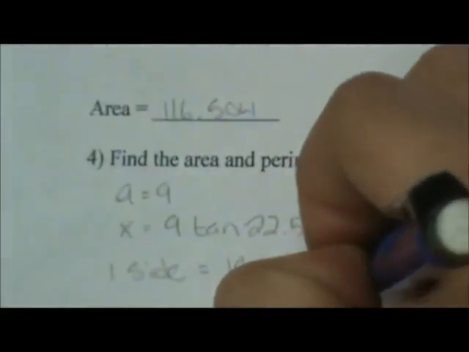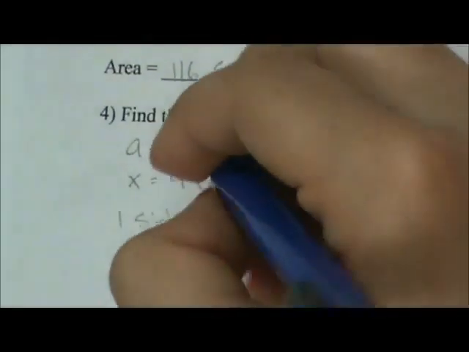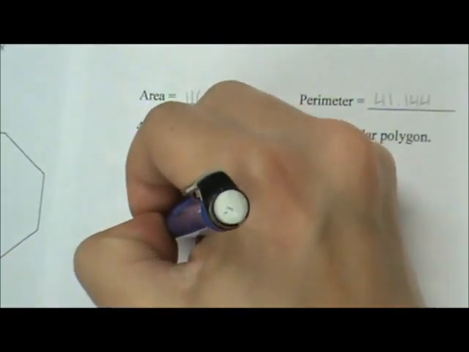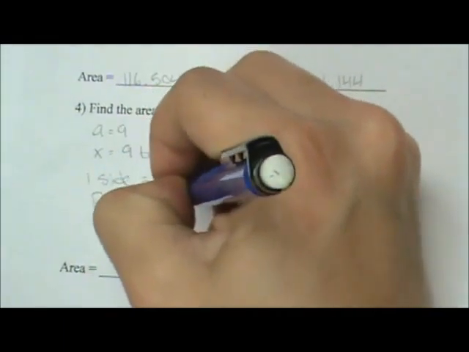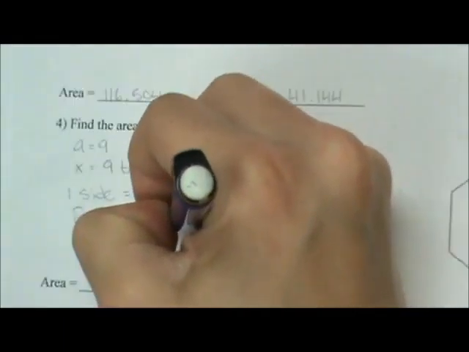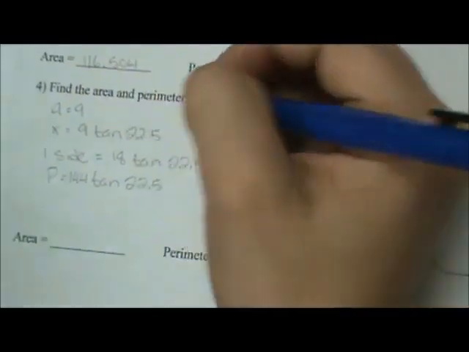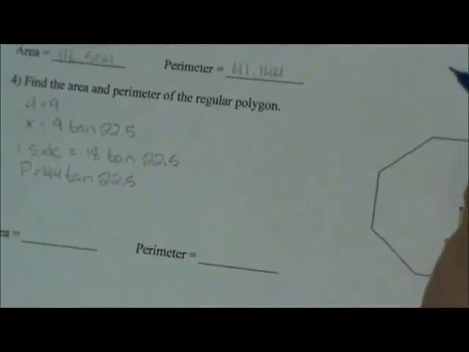So then the area is going to be half of the apothem, which is 9, times the perimeter, which is 144 tangent 22.5. So the area is about 268.41, and the perimeter is 59.646.